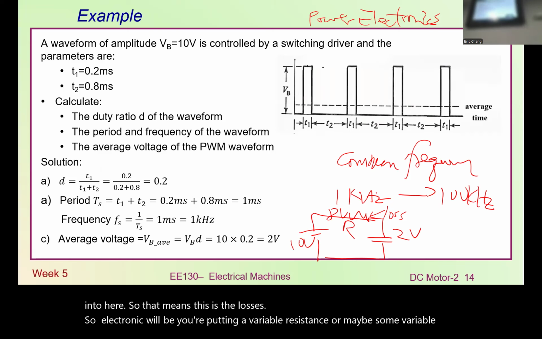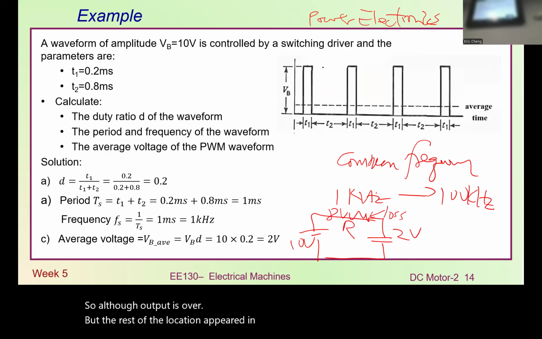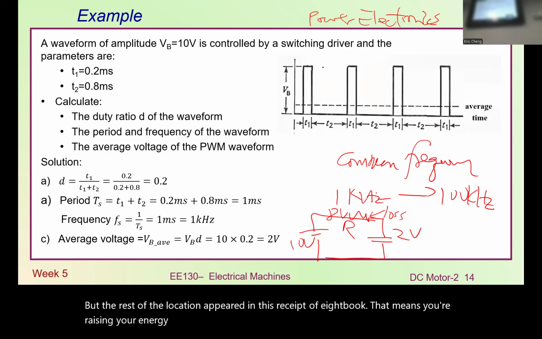You try to use a potential divider to reduce the voltage. Although the output is full voltage, the rest of the voltage will appear in the resistor, 8 volt. That means you're wasting the energy. So analog electronics will reduce the voltage, but it's not useful because you waste the energy.